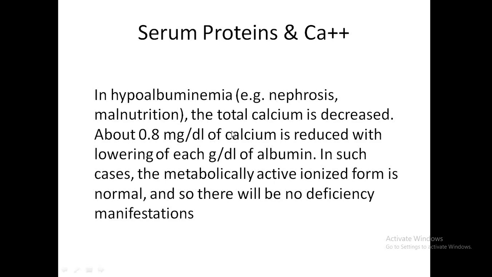Relationship with serum proteins. In hypoalbuminemia, total calcium is decreased. This is because around 40% of the calcium is bound with the albumin. So for each gram of albumin lowered, about 0.8 milligram of calcium is reduced. But the metabolically active ionized form is intact, so there will be no deficiency manifestations even though the total calcium is decreased.